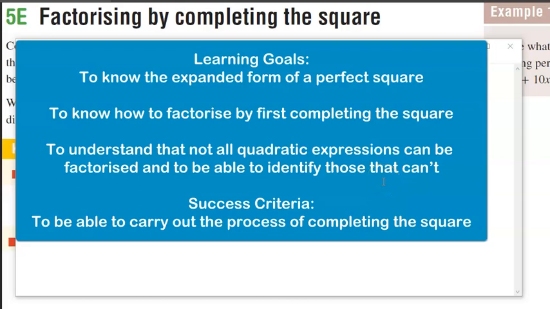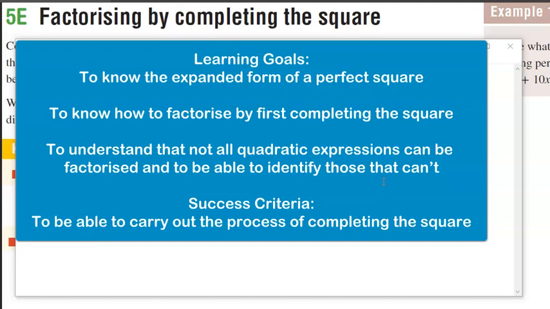Mr. Herman here, and this is exercise 5E, factorizing by completing the square. The learning goals for this lesson are to know the expanded form of a perfect square, to know how to factorize by first completing the square, and to understand that not all quadratic expressions can be factorized, and to be able to identify those that can't.